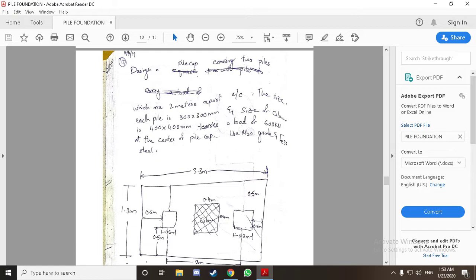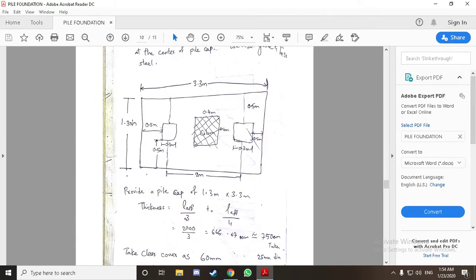Design a pile cap covering two piles which are 2 meters apart, center to center. The distance between two piles is given. The size of each pile is 300 mm by 300 mm, and the size of column is 400 by 400 mm, which carries a load of 600 kN at the center of pile cap. The position of column is given to us, which is at the center. We use M20 grade and Fe500 steel.